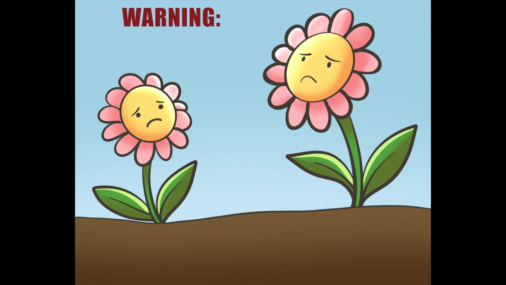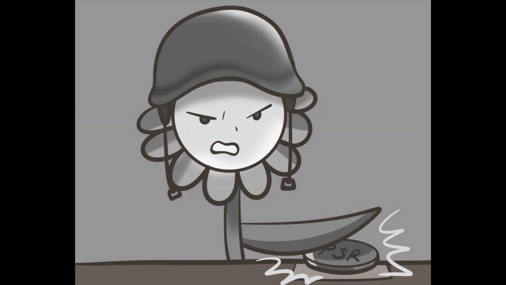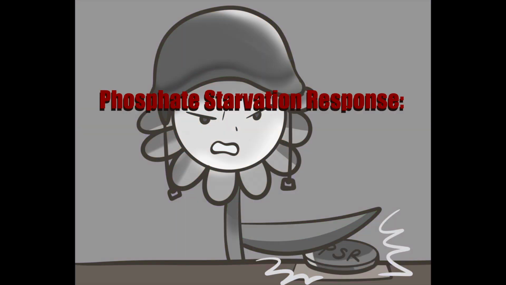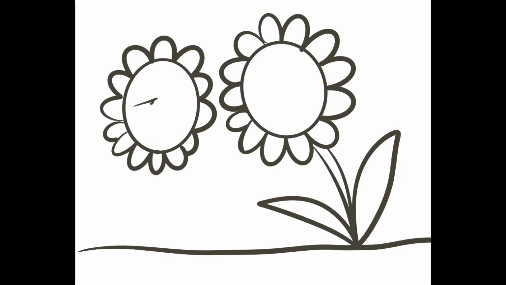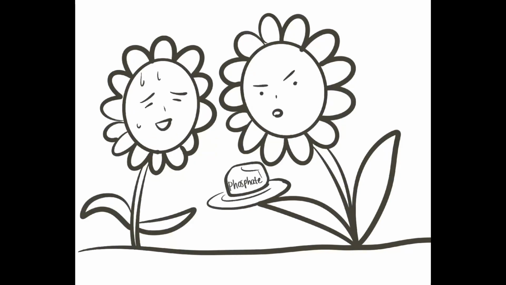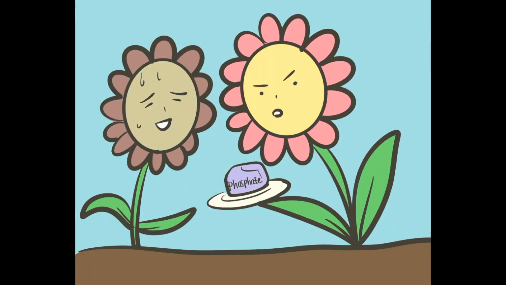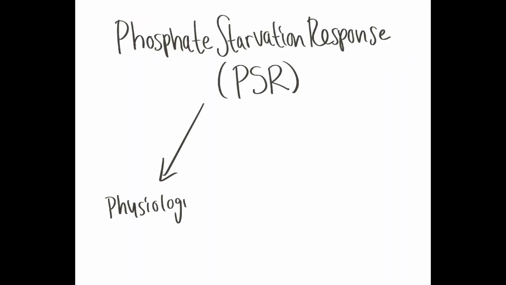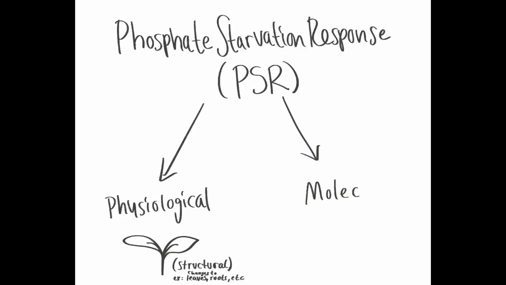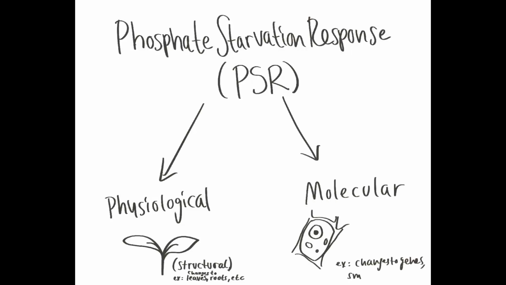When the soil is low in phosphate, the plant launches a series of responses known as the phosphate starvation response, or PSR. The PSR is the plant's emergency SOS response to acquire as much phosphate as possible to survive under the stressful phosphate-depleted environment. The PSR includes both physiological and molecular mechanisms.